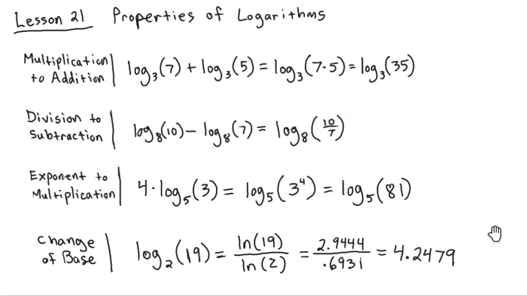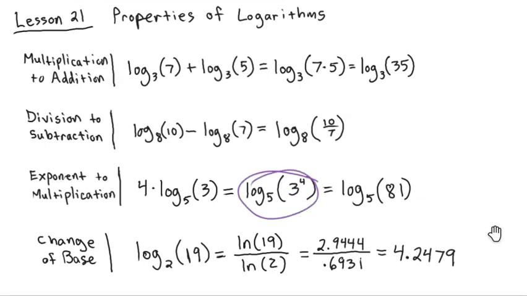The way that works is this: if you have a logarithm that's being multiplied by a number, so we have 4 times log base 5 of 3, this 4 can actually go inside the logarithm as an exponent on the argument. So 4 times log base 5 of 3 becomes log base 5 of 3 to the 4th power.